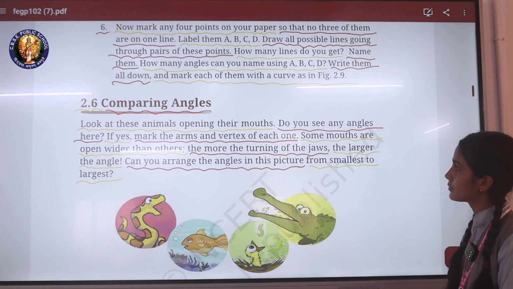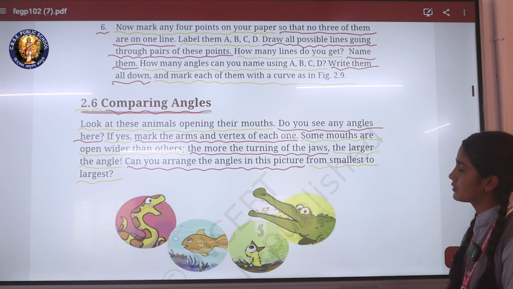2.6. Comparing angles. Look at these animals opening their mouths. Do you see any angles here? If yes, mark the arms and vertex of each one.